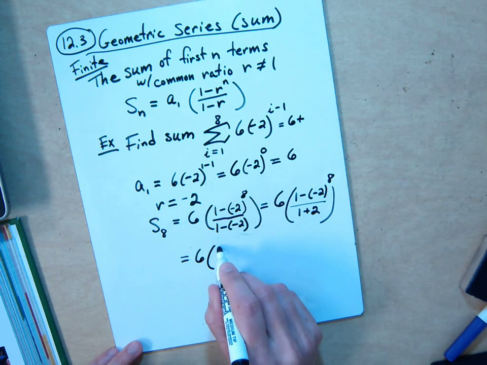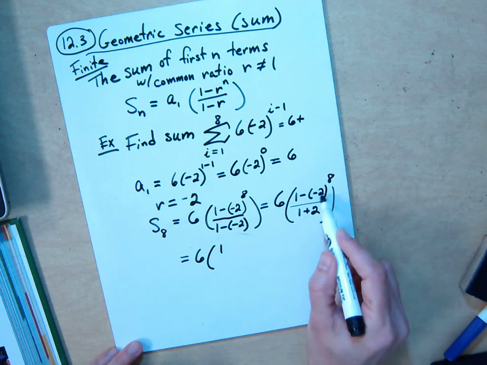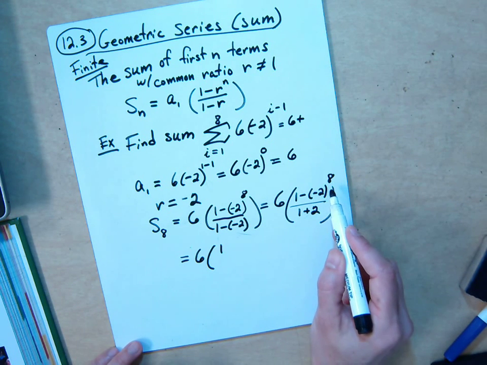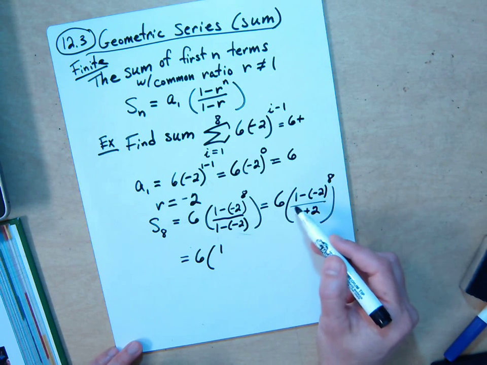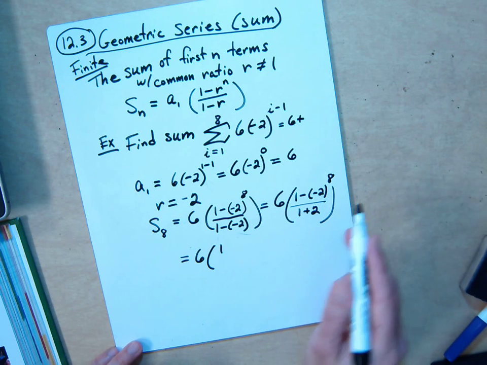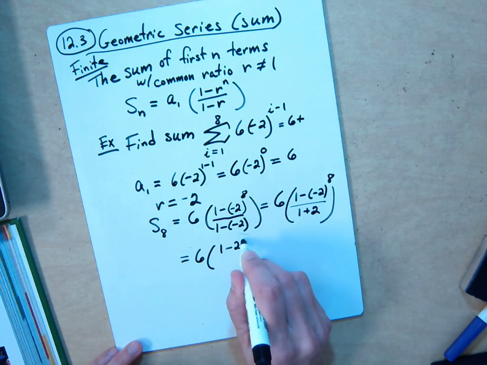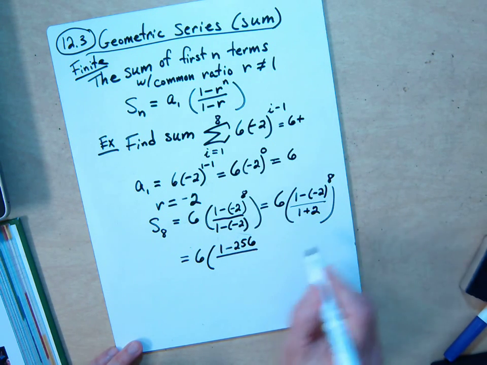I'm going to write out, this would be negative 2 to the 8th is a positive number. I'm pointing out the most common thing. Please don't make this mistake. Negative 2 to the 8th is a positive number. Then you're doing 1 minus that number. So it's going to be 1 minus 256 over 3.